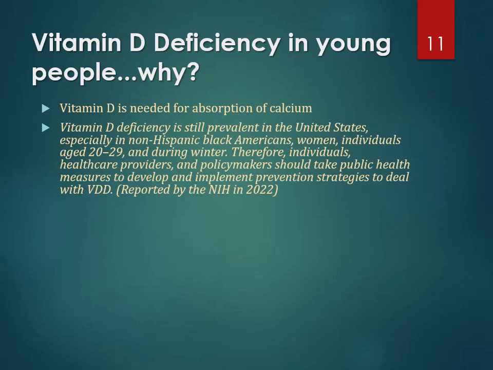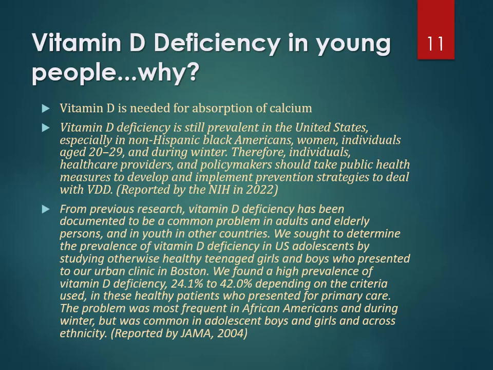However, I was looking into this, and there was a study that suggested individuals, healthcare providers, and policymakers should make public health measures and develop communication, and prevent this by telling young people to get vitamin D, because it showed people aged 20 to 29 had deficiencies. I looked into it further, and they talked about how vitamin D is so deficient in young people, particularly teenagers, and a lot of problem in African Americans. It was more of a problem in the winter, but was common all across the world. What do we do?